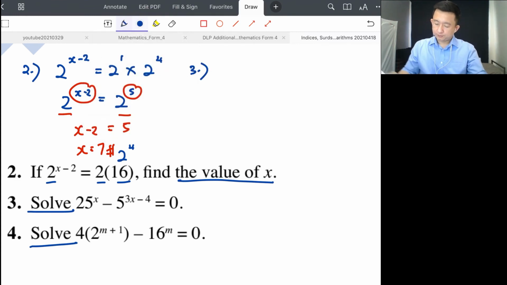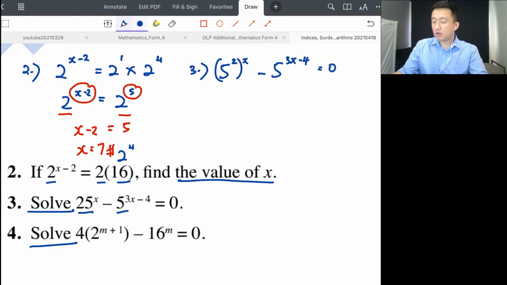Number 3. 25 and 5, which one have to be changed? Which one is not prime number? 25 is not a prime number. You're changing 25 to 5 squared to the power of x. Okay, 0, you cannot change anything to it.